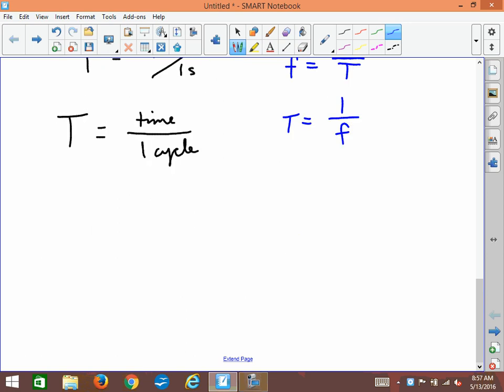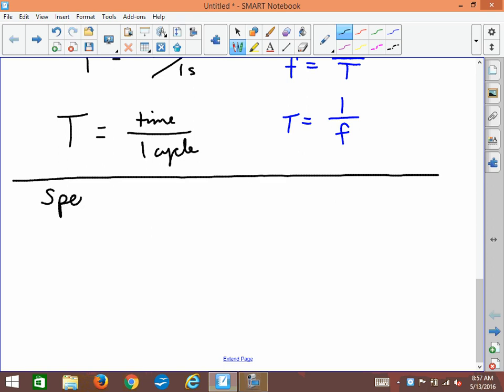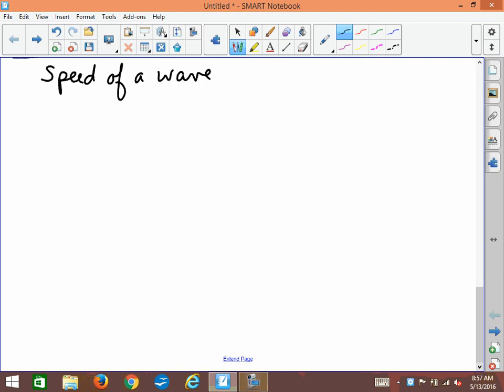The last thing we should talk about for today is the speed of a wave. So we have to be very careful that we understand what we mean by the speed of a wave. So what I want to do is remind you that we had talked about an object oscillating back and forth. Here's an object, and it would be bouncing back and forth, up and down, up and down.